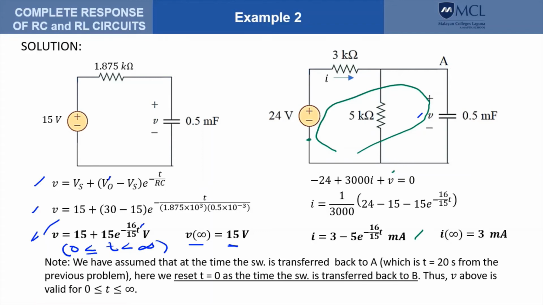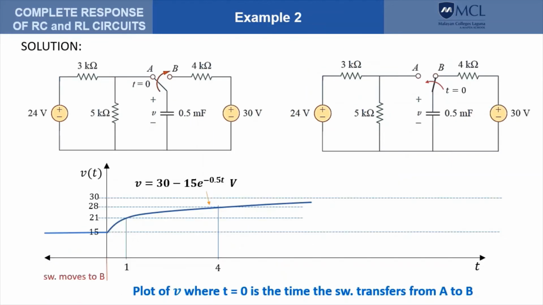We could also get the steady state value of I, and that should give us 3 milliamps. Now we can plot the overall behavior of the voltage of the capacitor from the time the switch is in position A, then it transfers to B, then 20 seconds after it is transferred back to A.